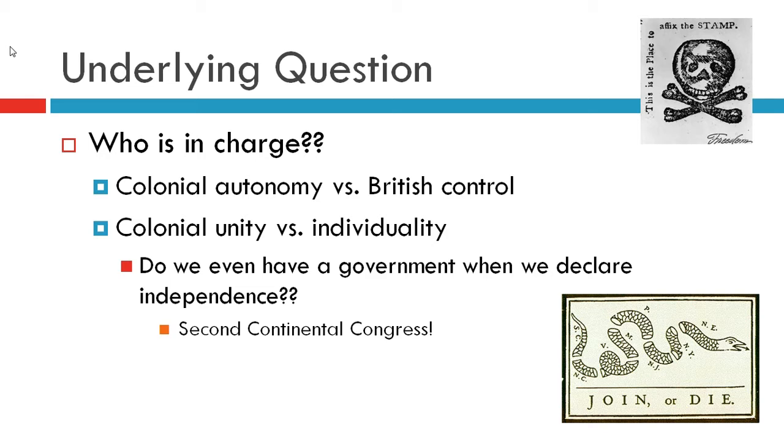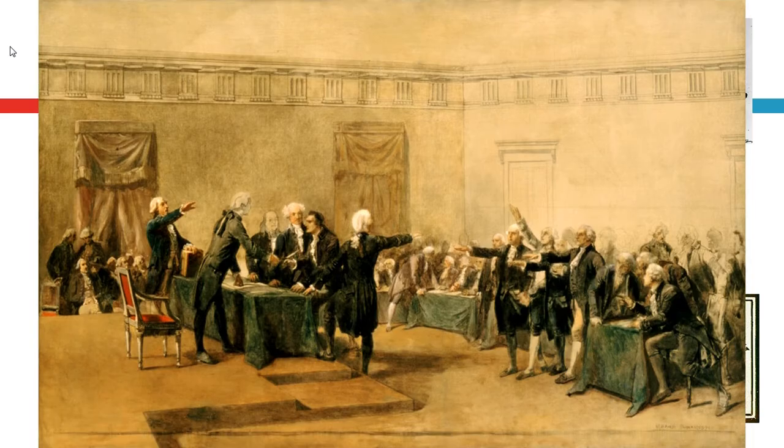And there's also a concern about the individuality of the colonies, and there's some sort of young or early examples of unity, as we see with the Join or Die cartoon at the Albany Congress, and the reaction to the Stamp Act as well. But keep in mind that we don't even really have a national government when we declare independence. We have a Second Continental Congress, but there's really no national authority to enforce or coerce, and that certainly carries on into the Articles. Here they are, the Continental Congress.